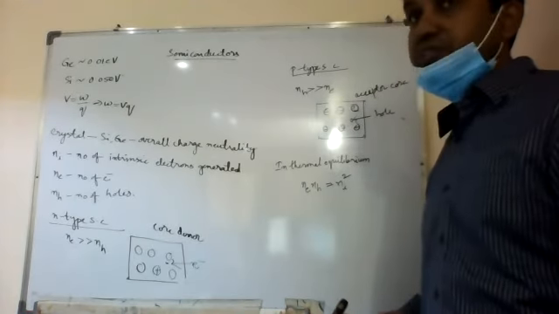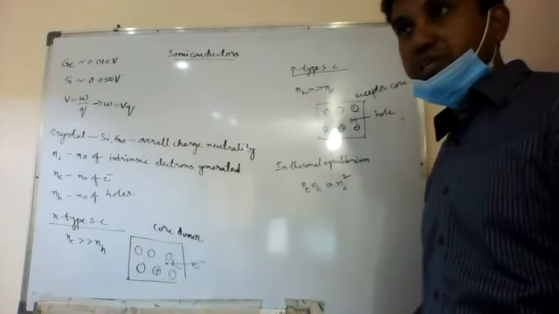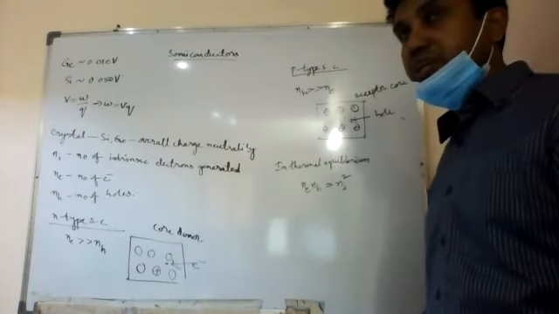Thermal equilibrium is what happens when you have taken a semiconductor, maybe a p-type semiconductor and an n-type semiconductor, in thermal equilibrium. In thermal equilibrium, what will happen? Ne into Nh will be equal to Ni square.